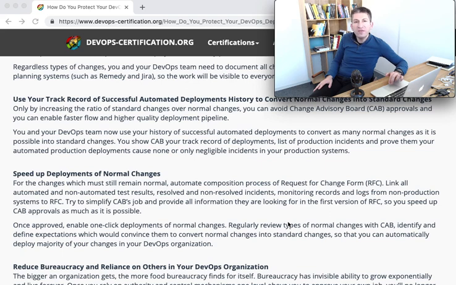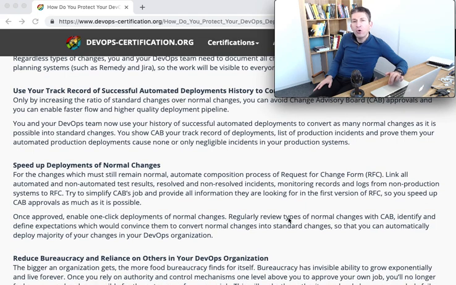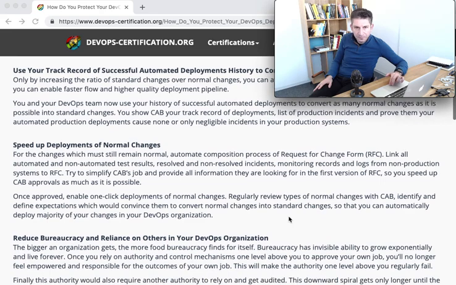You and your DevOps team now use your history of successful automated deployments to convert as many normal changes as possible into standard changes. You should show your track record of deployments and list of production incidents, and prove to them that your automated production deployments caused none or only negligible incidents in your production systems.